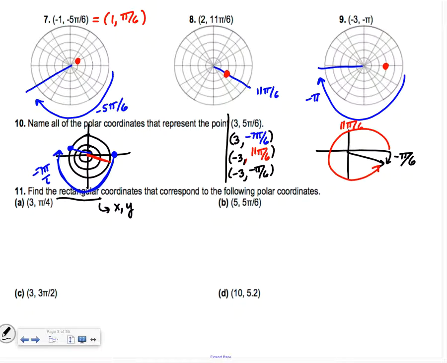So if I have 3, pi over 4, you guys are going to get to be pros at drawing this. Do 3 concentric circles like a dartboard, right? And you're going along the pi over 4 line. 3 units. 1, 2, 3. So you're right there. So if I want the coordinates x, y, as if I was in the Cartesian coordinate plane, Ben, Tyler. All right, how do I find it?